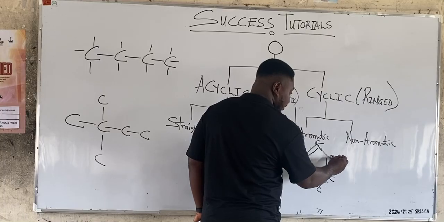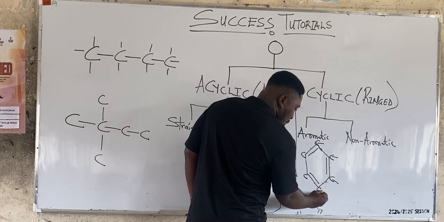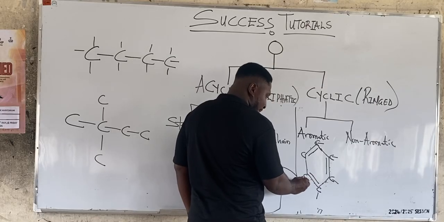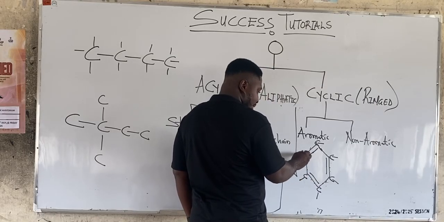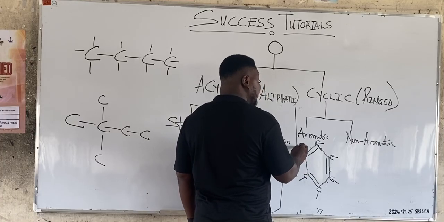1, 2, 3. How many more can you take? 1 more bond. 1, 2, 3, 1 more bond. 1, 2, 3, 1 more. 1, 2, 3, 1 more bond. So every carbon can only take 1 more bond. Who supplies the bond?